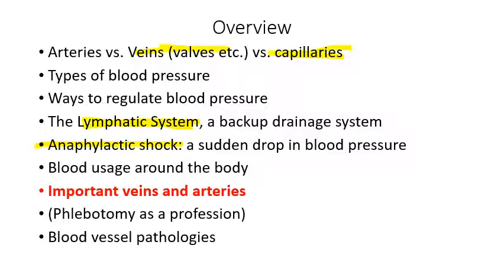Okay, we will also spend a very brief amount of time talking about blood usage around the body and how the blood usage around the body differs depending on whether you're resting or exercising. One of the key takeaway messages from that is that regardless of whether you're exercising or resting, your brain uses the same amount of blood, which is kind of unusual.